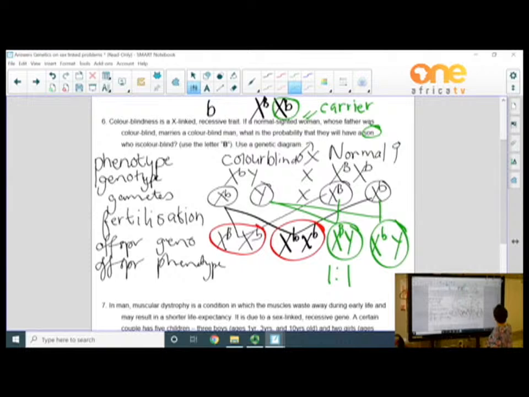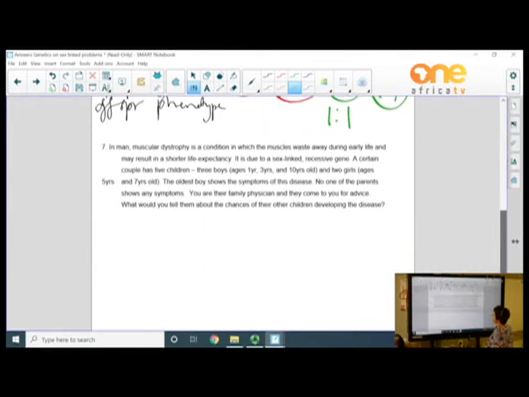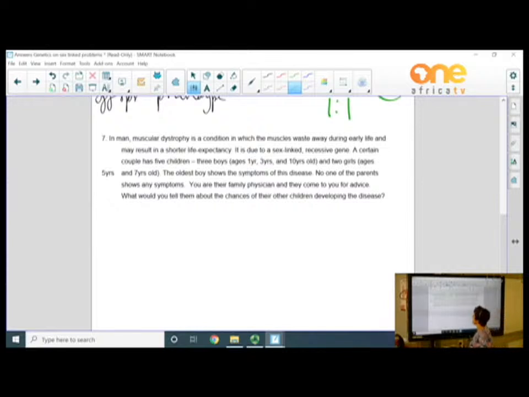Let's continue. In man, muscular dystrophy is a condition in which the muscles waste away during early life and may result in a shorter lifespan. It is due to a sex-linked recessive gene. A certain couple has 5 children, 3 boys and 2 girls. The boys are 1, 3, and 10, and the girls are 5 and 7. The oldest boy shows symptoms of the disease, but none of the parents shows any symptoms.